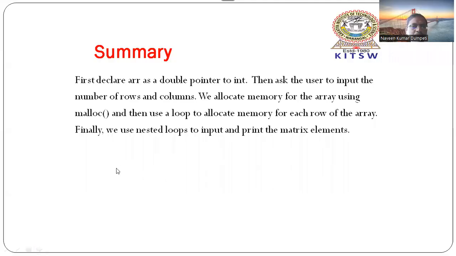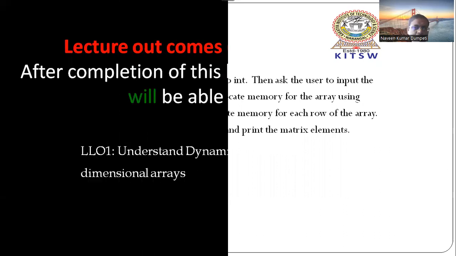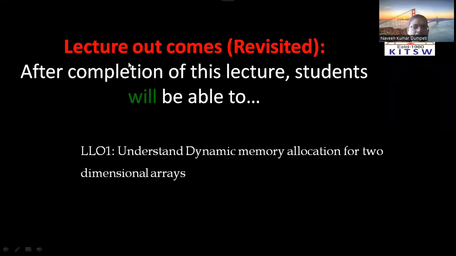So to summarize, we need to remember that a two-dimensional array is treated as an array of multiple one-dimensional arrays. Each one-dimensional array becomes a row in the two-dimensional array. So here we will end, and the lecture outcomes revisited: we are able to understand dynamic memory allocation for two-dimensional arrays, and we are able to apply this concept in our real-time applications. Thank you.